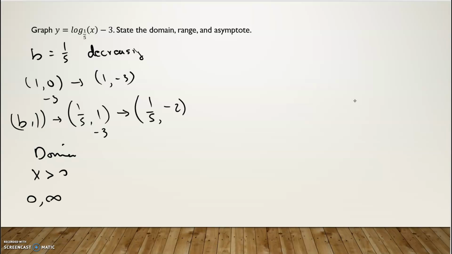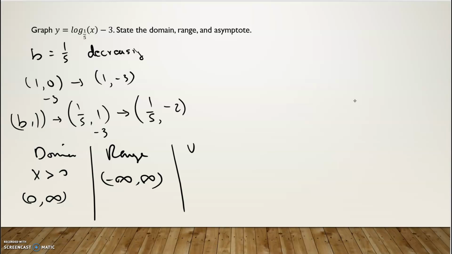Our domain is going to be x is greater than 0. So from 0 to infinity, our range hasn't changed, -infinity to +infinity, and our vertical asymptote is still x is equal to 0 because we have not shifted to the left or to the right. I'm going to go out to 4. 1, 2, 3, 4. Okay, I'm going to plot these 2 points.